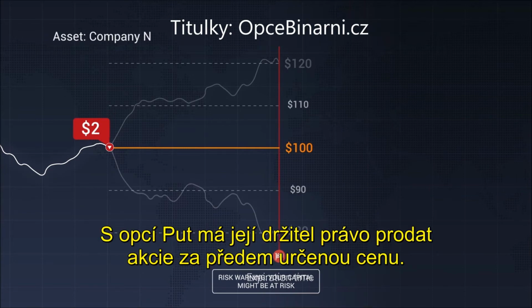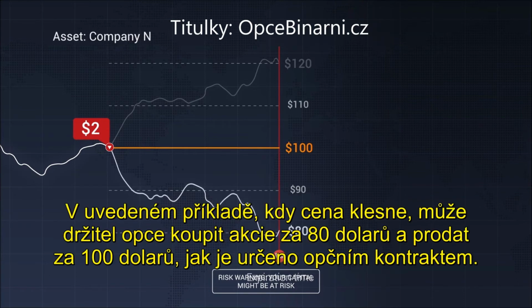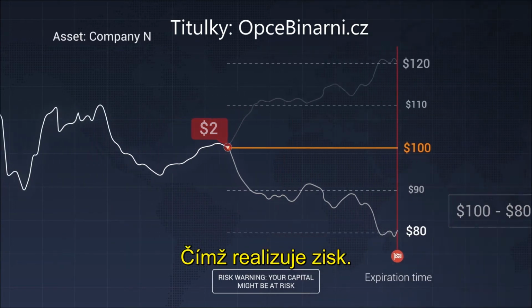A put option works the same way, but in the opposite direction. With a put option, the option holder has the right to sell shares at a predetermined price. In the example above, where the share price drops, with a put option, the trader can buy the stock at $80 and sell for $100 as set in the option contract, thus making a profit.